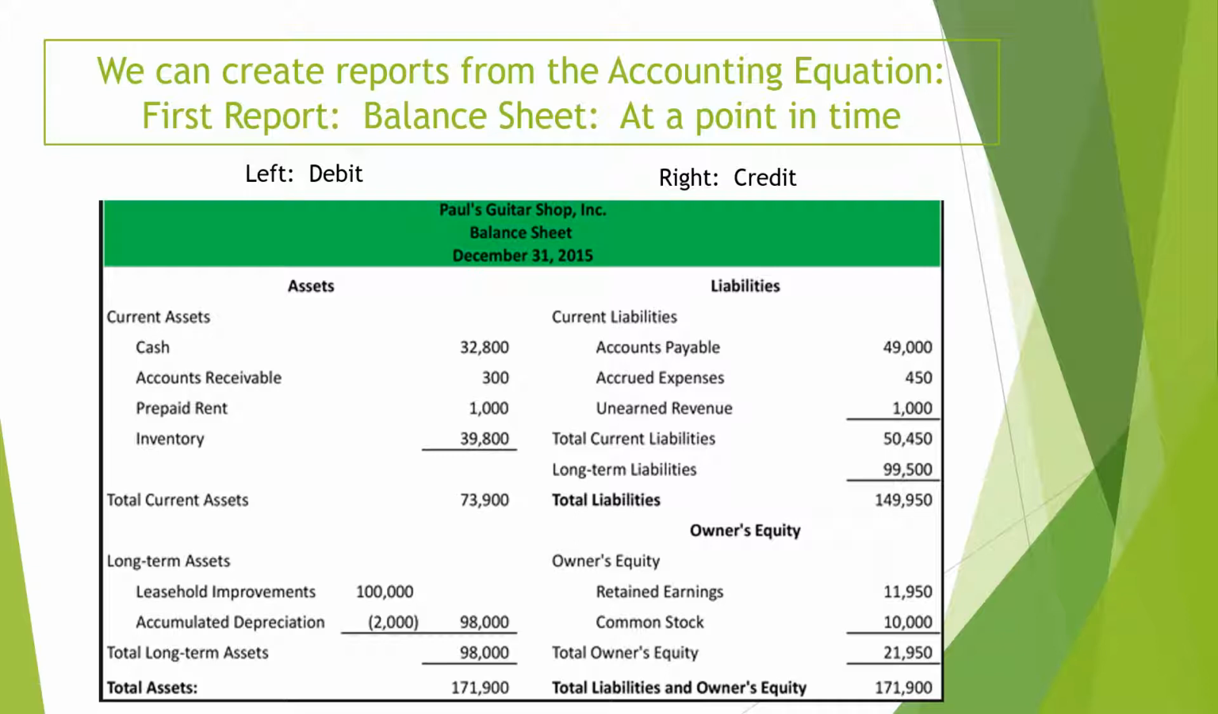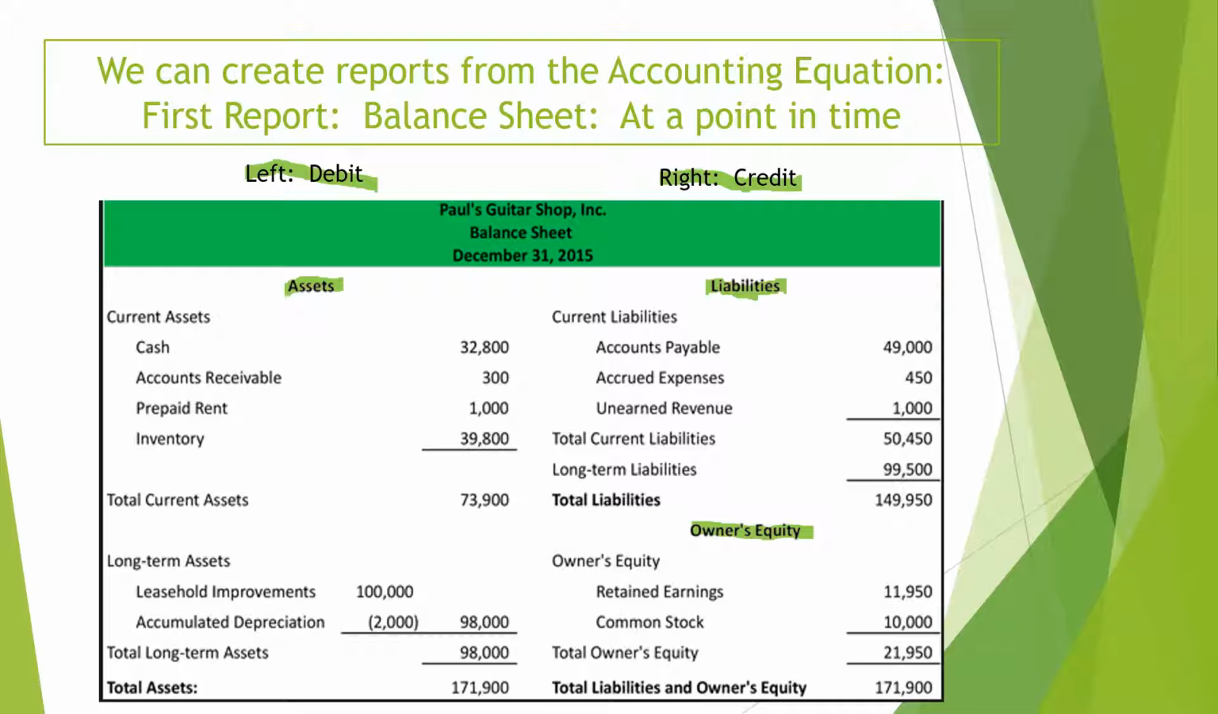A balance sheet is always as of a point in time, meaning a specific date. So we're using Paul's Guitar Shop as our example. You can see a balance sheet and it says December 31st, 2015. So it is as of that specific date. Now let's talk about the left side, our debits, and what do we find on the left side? Well, we find assets, don't we? What's on the right side, which are our credits? We find liabilities and we find owner's equity.